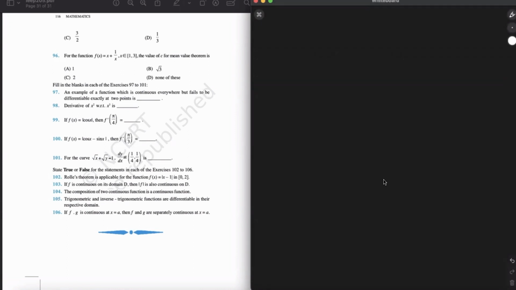Trigonometric and inverse trigonometric functions are differentiable in their respective domain. Obviously, true. Nothing to explain over here. Now, if f into g is continuous at x equals a, then f and g are separately continuous at x equals a. No, this we cannot say.